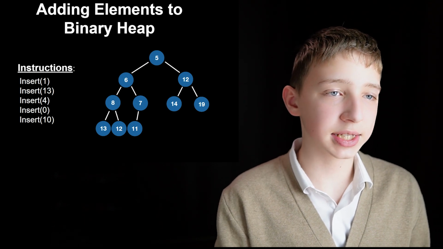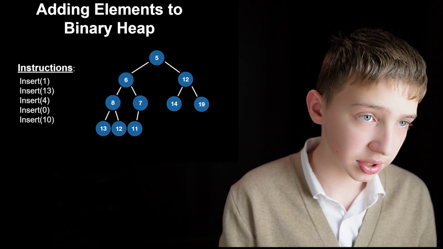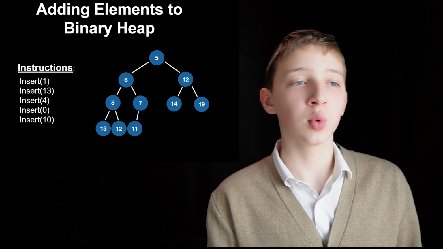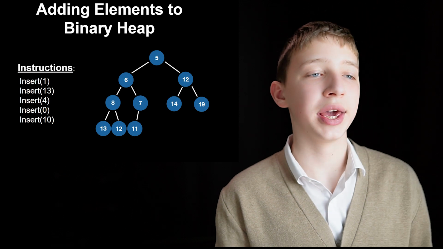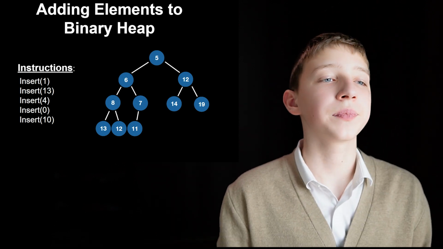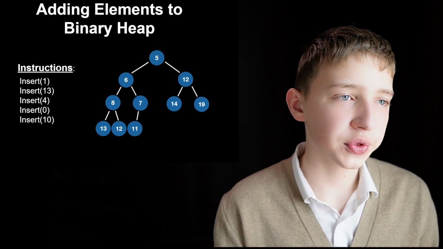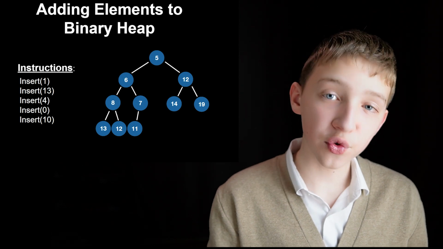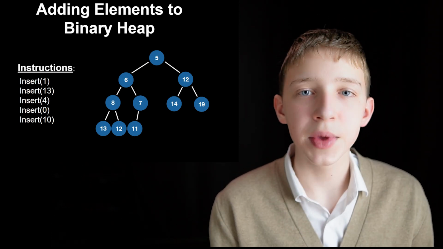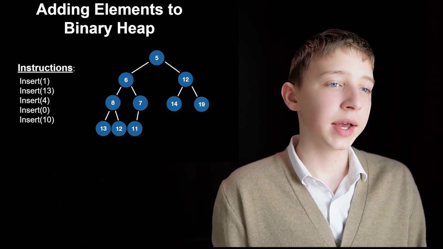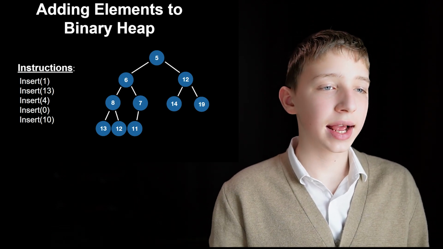So let's look at an example. On the left, there are some instructions which tell us what values we need to insert into the heap, and the first value is 1. By the way, if we look at the tree, 1 is the lowest value. Every other value is greater than 1, and that means it should appear at the root of the heap, since we deal with a min heap.